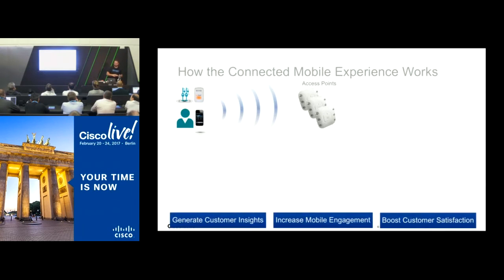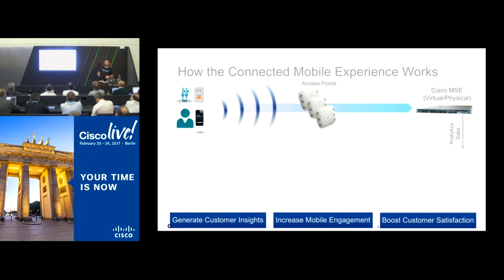This is, in my opinion, the interesting stuff, how the connected mobile experience works. So we have our devices, again, our mobile phones, might be 802.11 tags, might be laptops. They're interacting with access points. Now, those access points are being managed by a wireless LAN controller, and then they talk to what's called the Mobility Services Engine. The Mobility Services Engine, or MSE, is the heart of the CMX solution. It's the heart of the service.